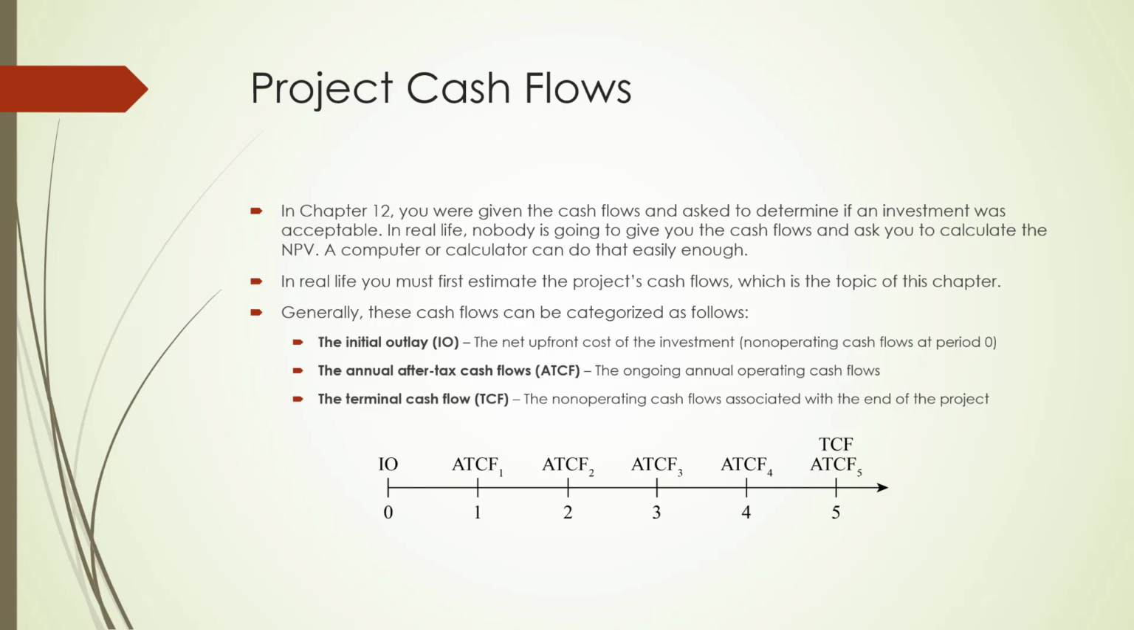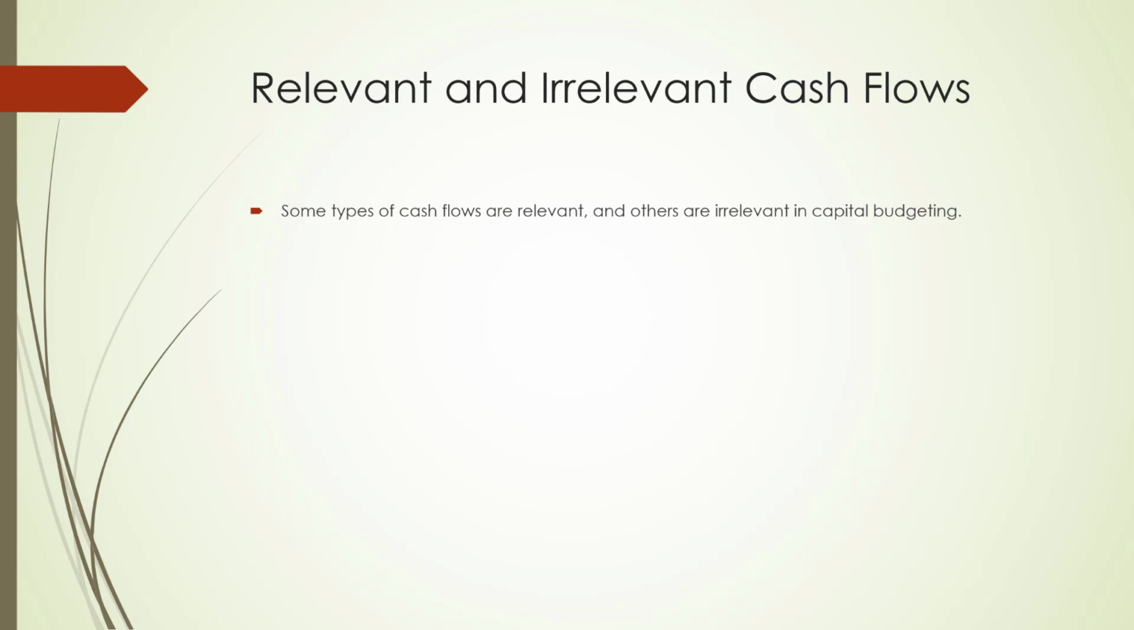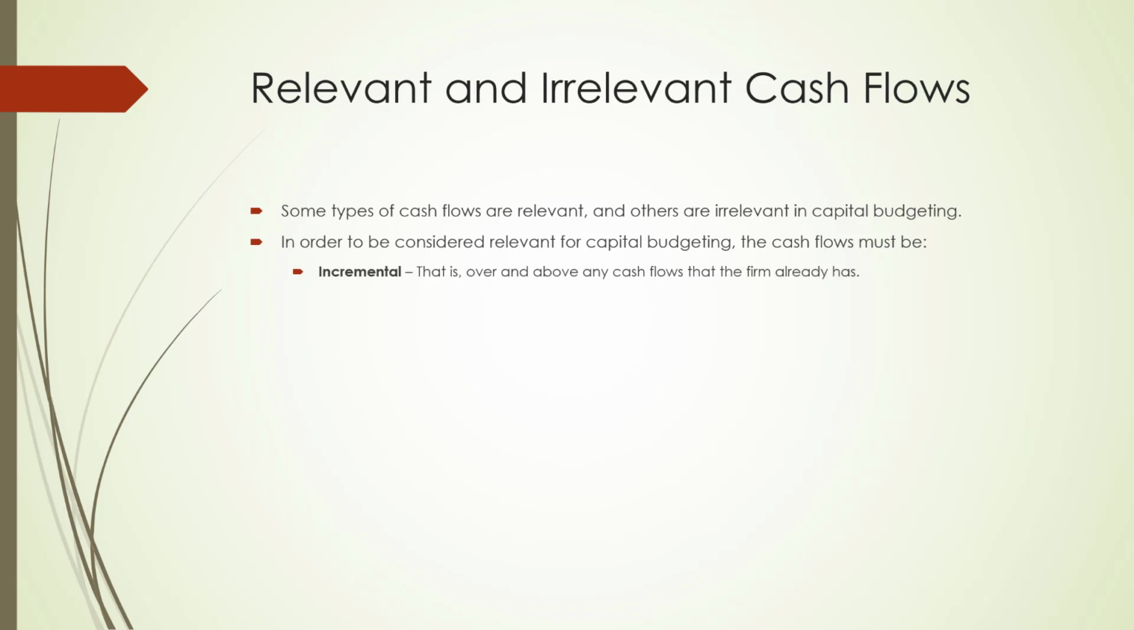Now, when we're thinking about the cash flows, we have to understand that some cash flows are relevant and others are irrelevant in capital budgeting. And obviously, we want to make sure that we include the relevant cash flows and ignore the irrelevant cash flows. So in order to be considered relevant in capital budgeting, the cash flows must be, first of all, incremental. That means over and above whatever cash flows the company currently has.